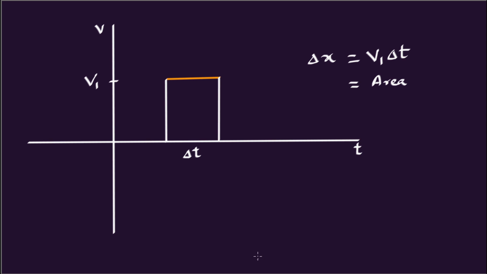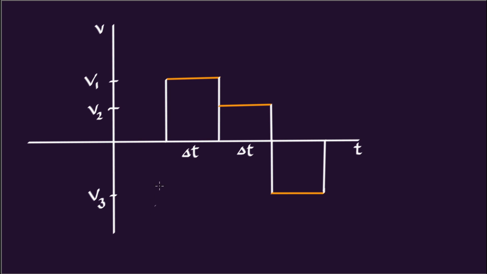Let's see what happens if at the end of delta t, the velocity changes to v2, a different value, which remains constant for another delta t, after which it changes to another value v3. Let's see what the graph looks like. The graph looks like this. So in this example, we have three intervals of time, delta t followed by another delta t followed by another delta t, during each of which the velocity is constant but at different values.